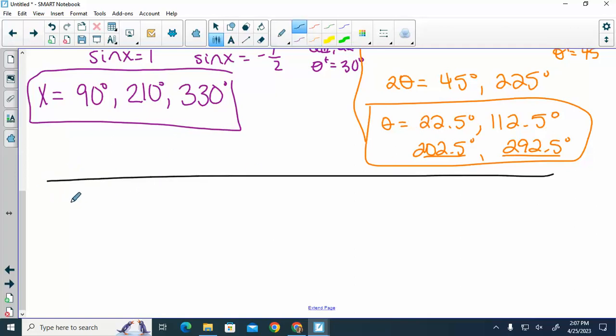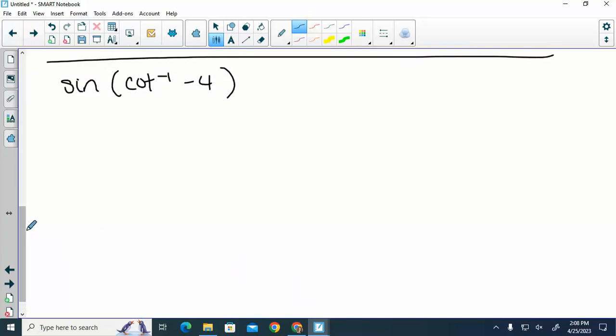Sorry. What if I said find the sine of cotangent inverse negative 4? You can't do sine of negative 4. This inverse represents an angle, and you have to find sine of that angle. We don't know when cotangent's negative 4, so we do a triangle.